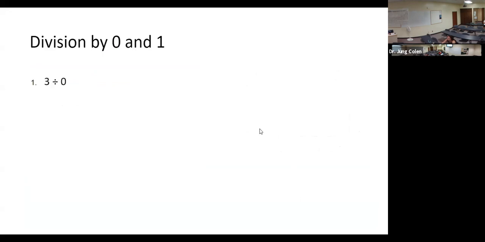Let's move on. We also talked about division by 0 and 1. Whenever you are dividing by 0, it's always undefined. But if your dividend is 0, what's the quotient? 0. It's always 0. There we go. If you are dividing by 1, so if your divisor is 1, what's the quotient? Same as the dividend, right? Itself.